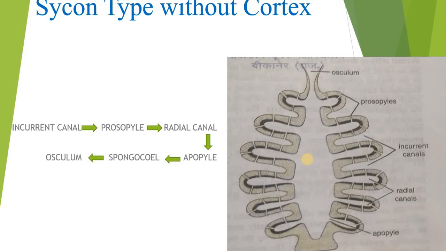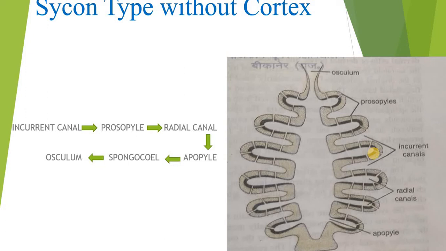It is derived from the Ascon type by the development of many finger-like projections. These are the finger-like projections, outgrowths on the surface. These finger-like outgrowths are called incurrent canals. The canals are lined with choanocytes, as you can see in the diagram. But the spongocoel is lined with ectoderm.